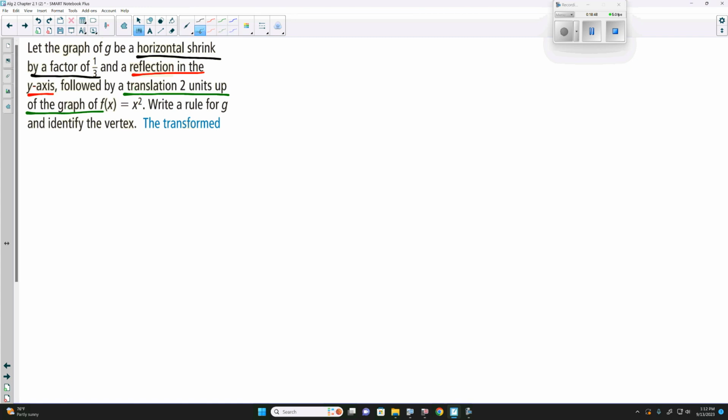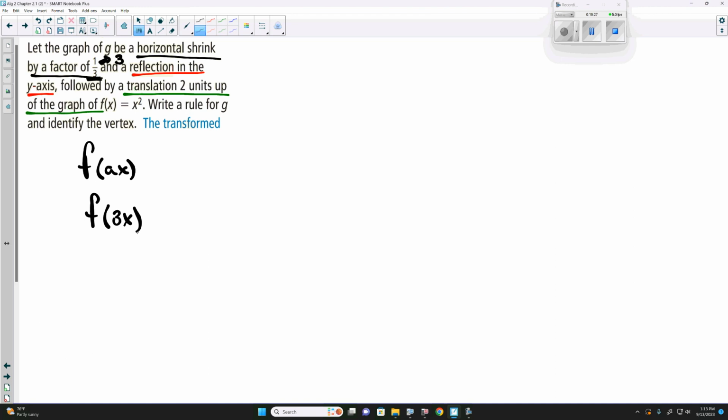Now, horizontal stretch and shrink, we denoted it by f of a times x. This one here is a little bit different than the last two because we're actually going to have a value inside the parentheses. Now the value of a is coming from this 1/3, but because it's a horizontal and it's going inside the parentheses, we have to flip it. Horizontal stretch and shrink, we have to flip that value, which means for us here, the a is 3. So we have f of 3x.